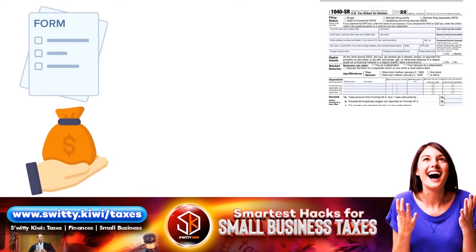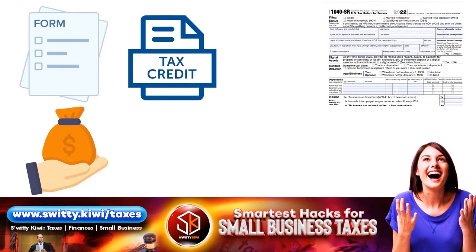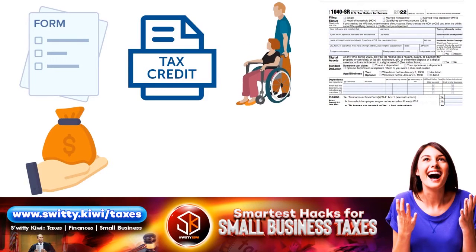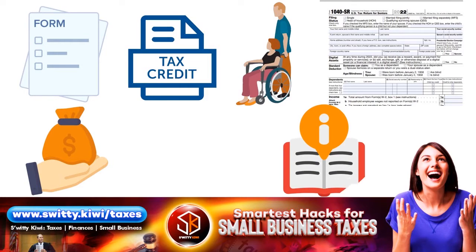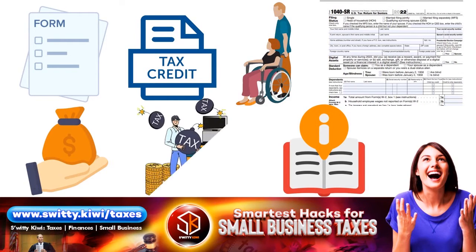You also have tax credit assistance. Form 1040 SR provides guidance on available tax credits that seniors may qualify for, including the credit for the elderly or disabled. And so this is kind of cool. You also have easy to understand instructions. The bottom line here is that the IRS is just trying to make sure that the form is as available to all senior taxpayers as much as possible.